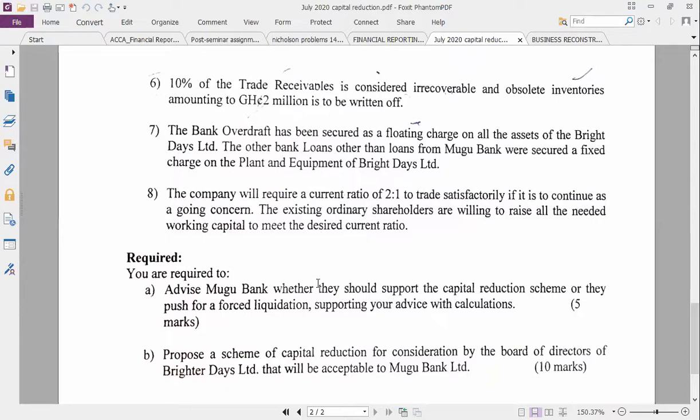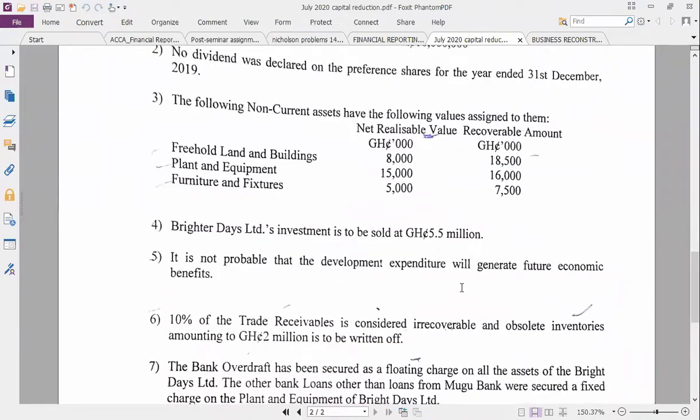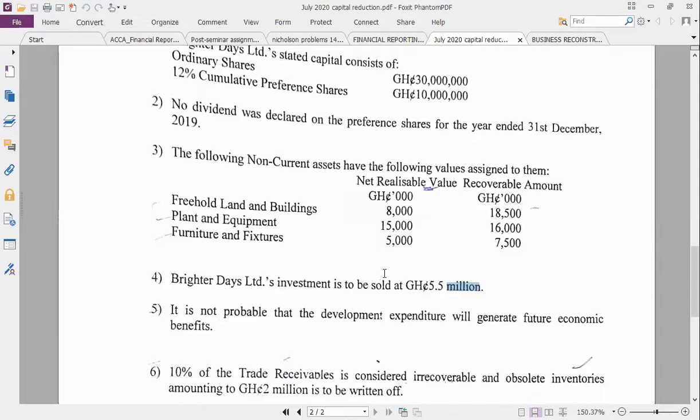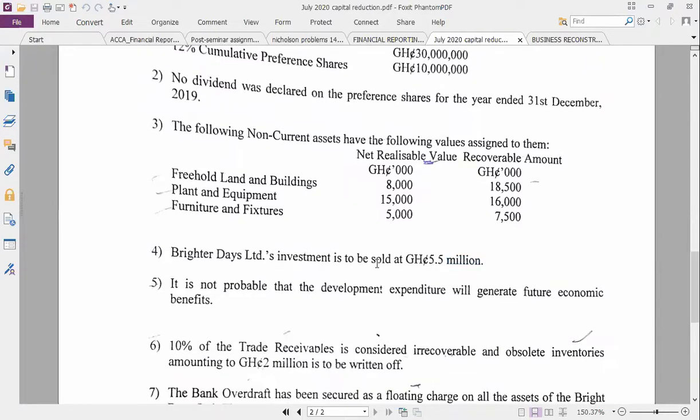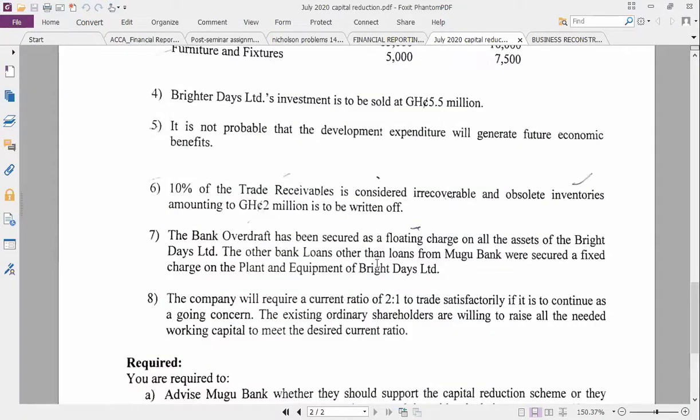They are ready to raise all needed. So don't ask preference shares to bring money. Do not ask anybody to bring money. The ordinary shareholders say they are willing to contribute. So when you go looking for someone to pay, in the receipt section, everything must be for ordinary shareholders, apart from the 5.5 million that we see here. Great. That is all.